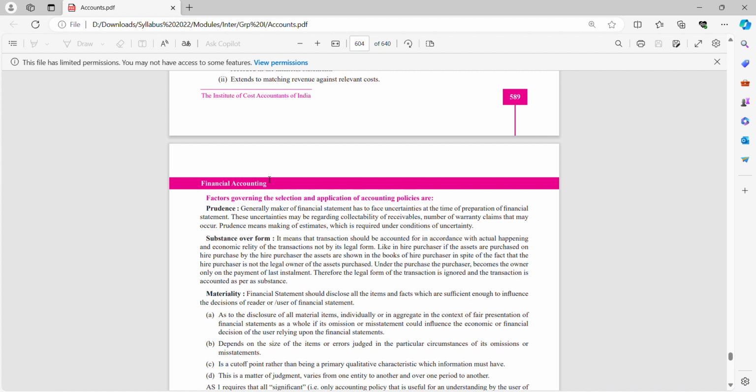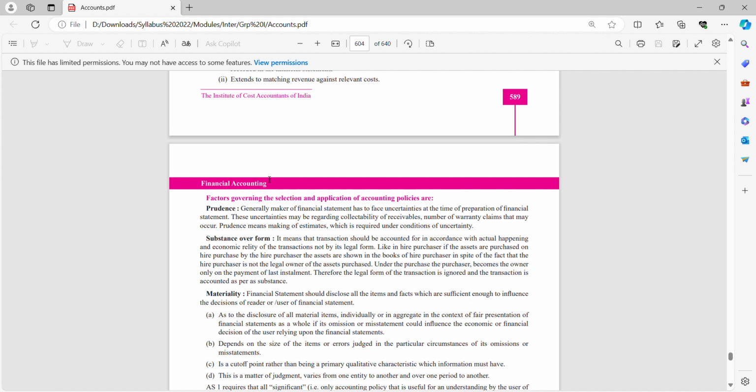Then we have substance over form. It means the transactions should be accounted for in accordance with actual happening and economic reality of transactions, not by its legal form. Substance over form means that transactions should be accounted for in accordance with actual happening and economic reality of the transactions, not by its legal form.